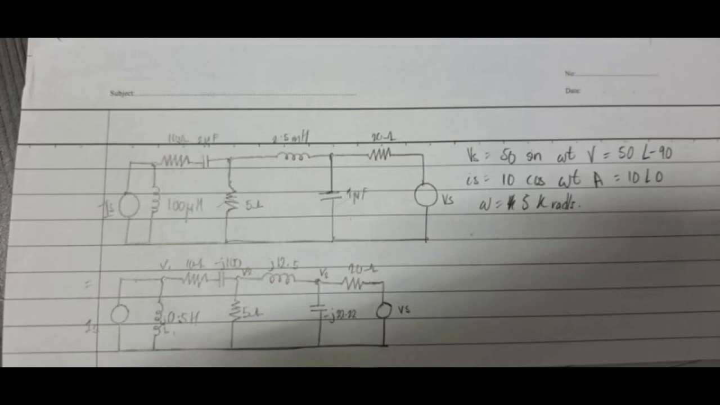So we simulate the answer with the question. It will be like this. Then Vs equals 50 sin(ωt) V, which is 50∠-90. Is will be 10 cos(ωt) A, equal to 10∠0, and ω will be 5k rad per second. So that's all for question 2. Thank you.